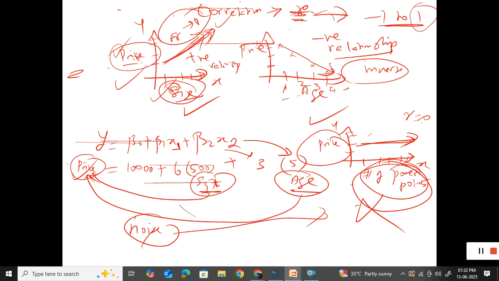ஸோ to quantify that, use some formula. ஸோ இன் திஸ் கேஸ் correlation, the notation is called R. Any value closer to 1 is good. Any value closer to 0 means no relationship exists between those two variables. Yeah, any value closer to -1 means a negative relationship, right?